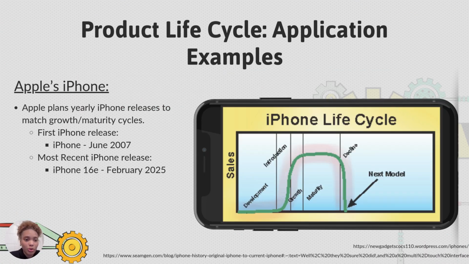So let's apply this to the real world. Let's take Apple's iPhone. Apple plans yearly iPhone releases to match the growth and maturity cycles. The first iPhone was released in June 2007, just called the iPhone. And the most recent release was in February 2025, which was now the iPhone 16e. So as soon as they hit the decline stage in the life cycle, that's when they come up with their next model. That's when they release their next model.